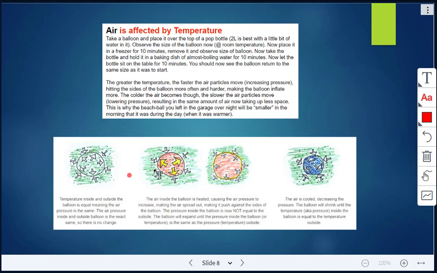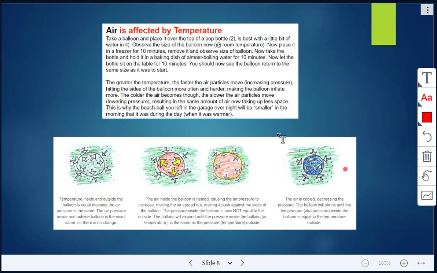Then the air inside the balloon is heated, therefore the air pressure increases, and therefore the air will now spread out and it will now push against the sides of the balloon. So now the air pressure inside the balloon is not equal to the outside. So therefore the balloon will expand until the pressure inside the balloon is the same as the pressure outside.